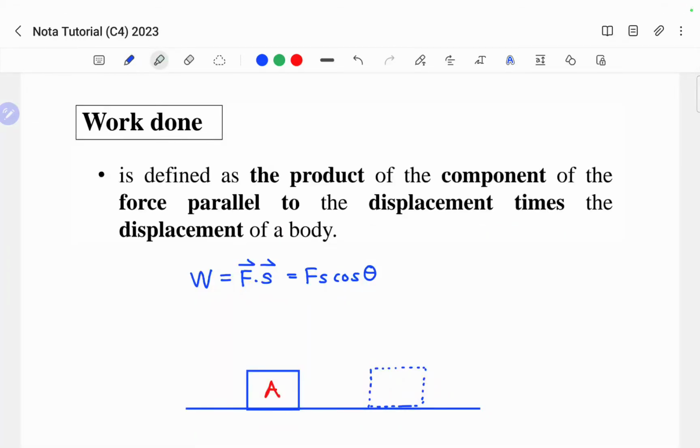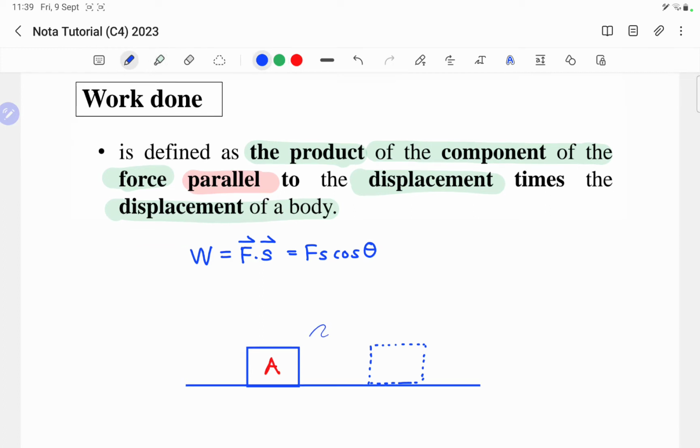Okay, so let's first discuss the first learning outcome, in which we state the physical meaning of work done. Work done is defined as the product of the component of the force. Not the force, but the component. Which component? The component that is parallel to the displacement, times the displacement.